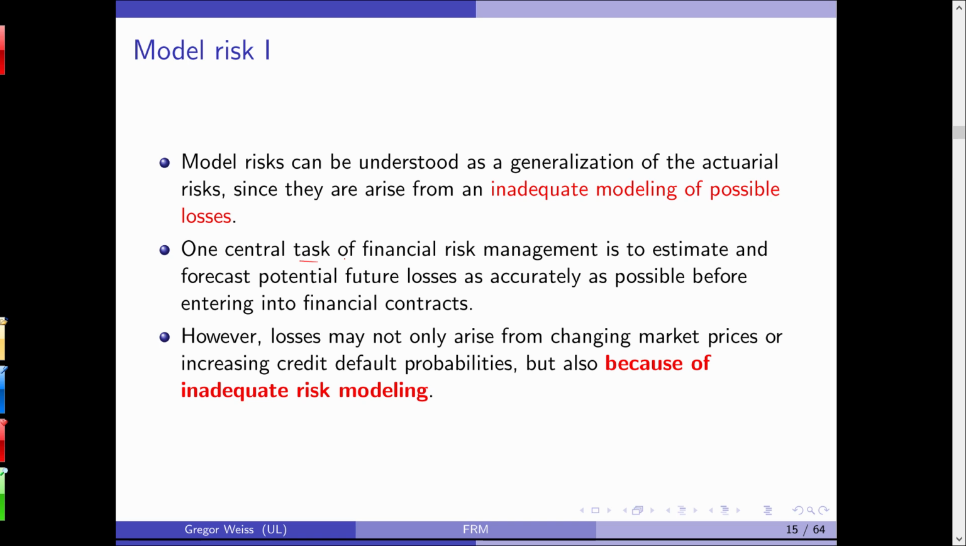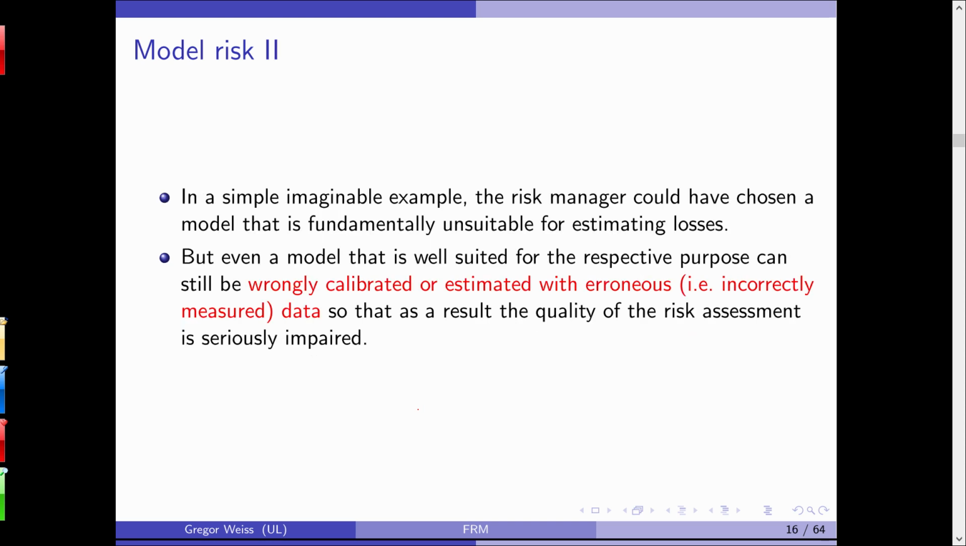One central task we have to deal with in financial risk management is to accurately forecast future losses. And if we choose the wrong model, and if we do an inaccurate type of modeling, we could face losses, not simply because we have entered such risky contracts, but simply because risk management itself was flawed. Because of this inadequate risk modeling, we will face losses, and these losses are due to model risk.